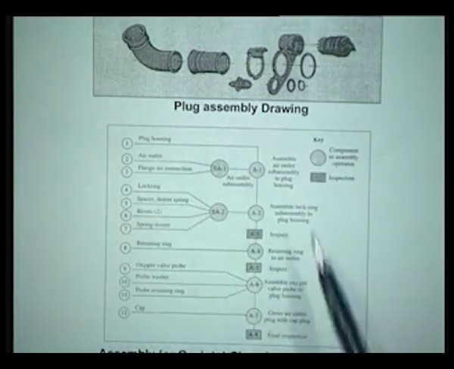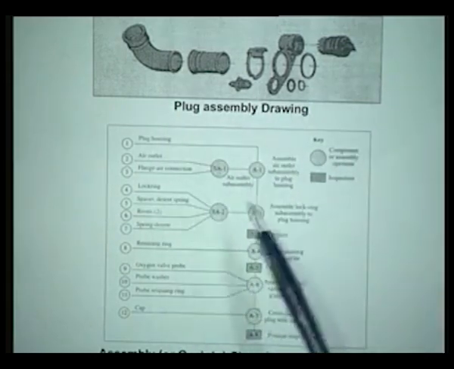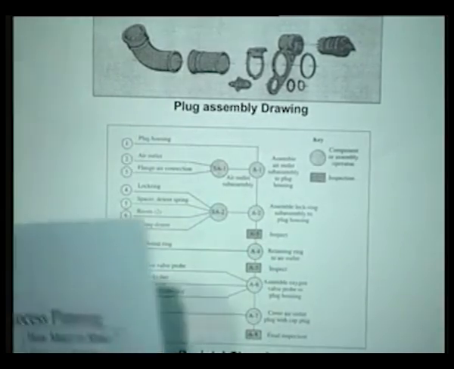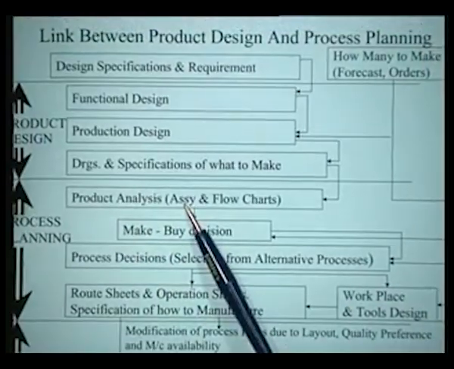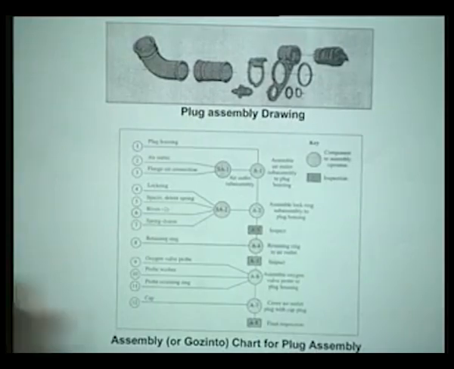So a diagram like this gives you a bird's eye view of how various components are going to fit together in generating the final product. So this is what we mean by an assembly chart, and when we are talking about the beginning of process planning here, we are talking about assembly charts. So this is exactly what an assembly chart would look like.